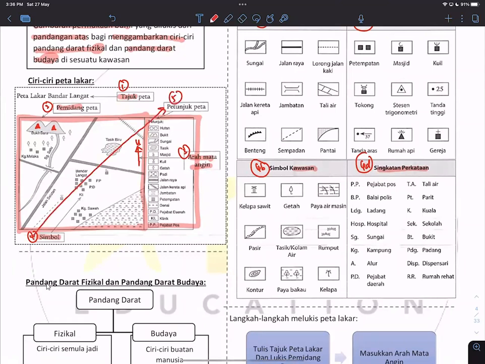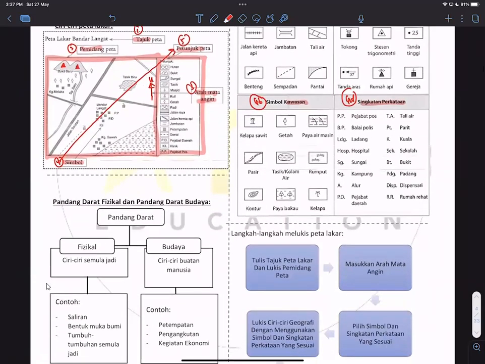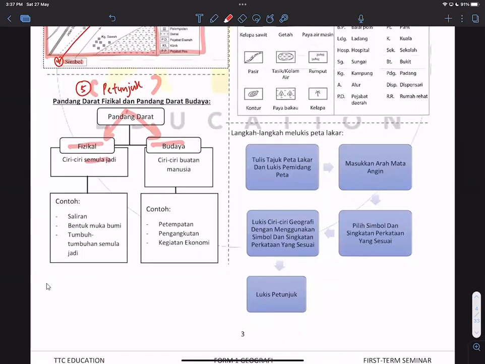The fifth one, petunjuk, which means we draw everything for the symbols, we redraw again, and then we label it up. So petunjuk is your last ciri for peta, the fifth one. It is separated into pandangan darat, fizikal and budaya. So physical is semula jadi, budaya is buatan manusia. So this is all semula jadi, this is buatan manusia.